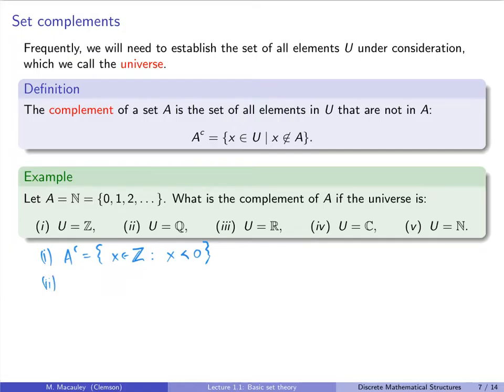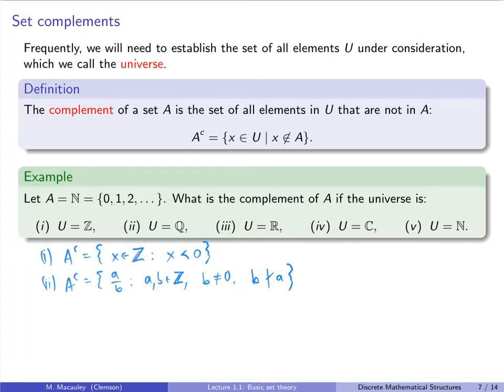So for part 2, if my universe is the set of rational numbers, then A complement is the set of all a over b, where a and b are integers, b is non-zero, and then a divided by b is not an integer. So I have to write that b does not divide a. So in number theory, this is the divide symbol. So b does not divide a, or equivalently, a is not a multiple of b.